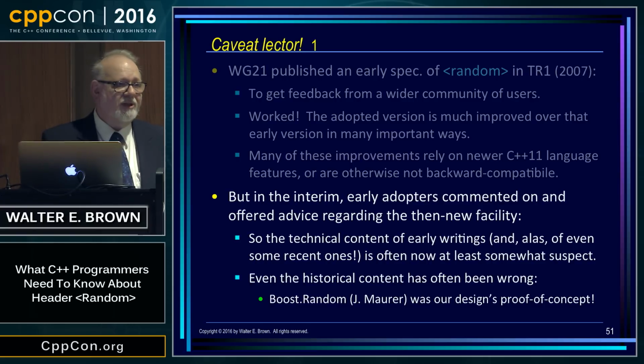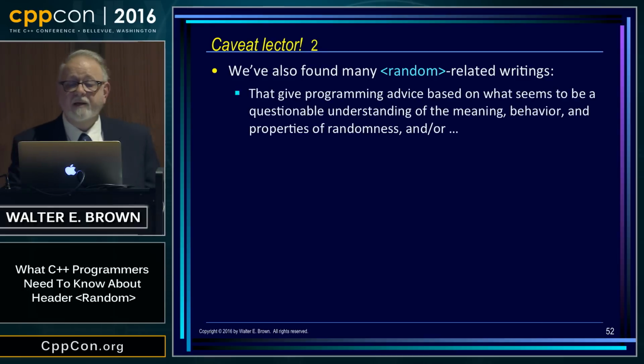I have seen published accounts of the history of random flat out wrong. People think that this originated with Boost. Wrong. It originated with me and my colleagues, and the Boost random header, which was written by Jens Maurer. He hardly ever gets credit for it. Did a beautiful job. He actually came to our institution and spent a week with us learning our design before he went off and produced the Boost random header. So that was really the proof of concept, okay?